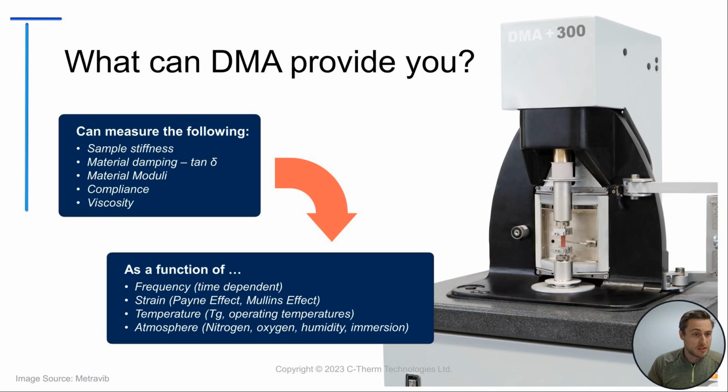So what can the DMA provide you? Well, it can provide you sample stiffness, material damping in the form of tan delta, material moduli, whether that's shear or elastic or flexural, compliance, viscosity. But the real value of DMA is it gives you the tools to control or to measure these material properties as a function of frequency, strain, temperature, and atmosphere. So it really helps you get accurate measurements and replicate what conditions your material is seeing in real life.